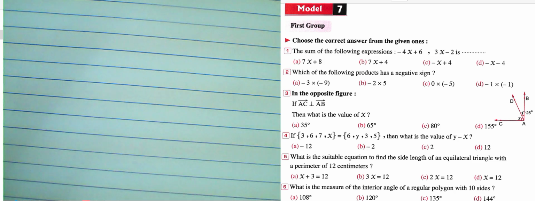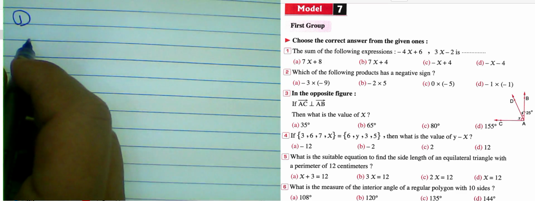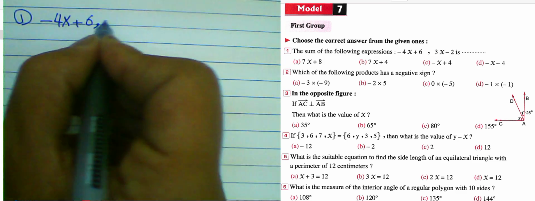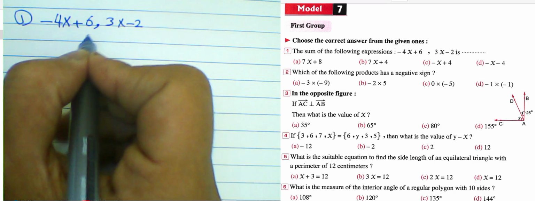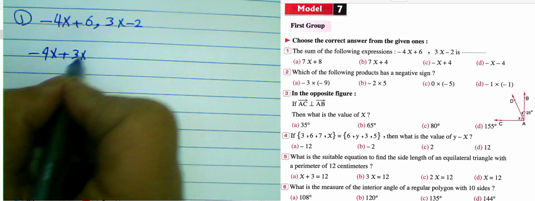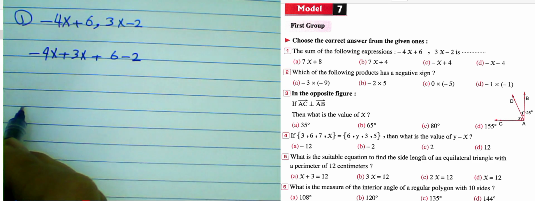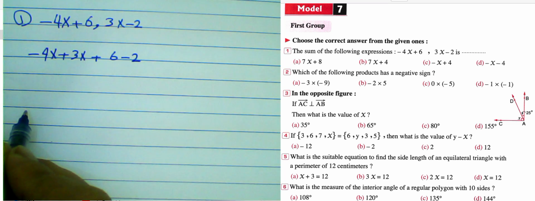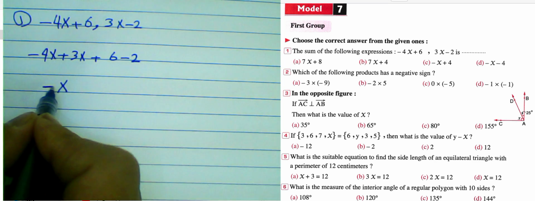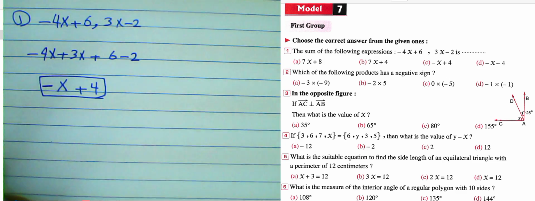Number 1, the sum of the following expression equals what? First, we have negative 4x plus 6, and the second expression, 3x minus 2. We can write negative 4x plus 3x, and then 6 and negative 2. We must use the commutative property here. Negative 4x plus 3x will be negative x, and 6 minus 2 will be 4. Then the result will be negative x plus 4. Choose letter C.